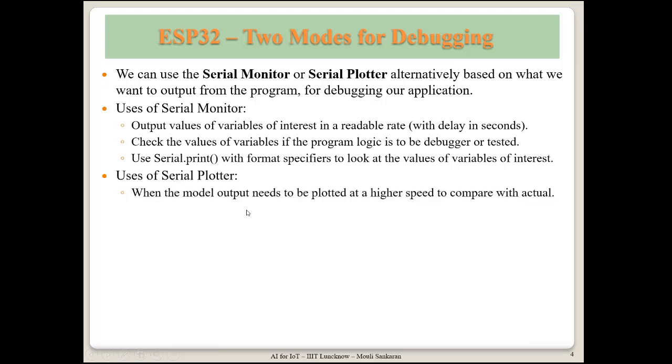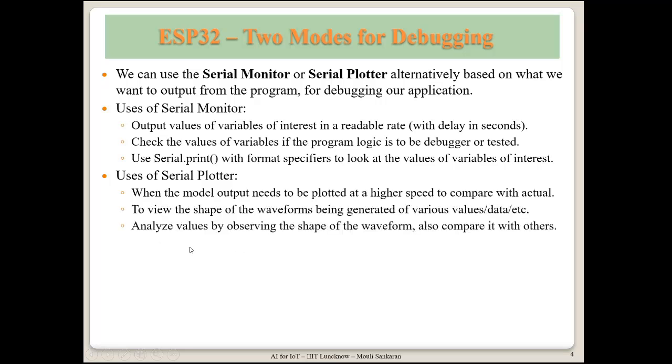The plotter is used when the model output needs to be plotted at a higher speed to compare with the actual value, to view the shape of the waveform and analyze the values by observing that shape. We are not interested in the minute details of what exact values you are getting, because you have already debugged them and you are convinced that it is working. Now you want to see a global overall picture of how things work, how fast it works. So you go to the plotter. These are the two ways, two means, of debugging your code.